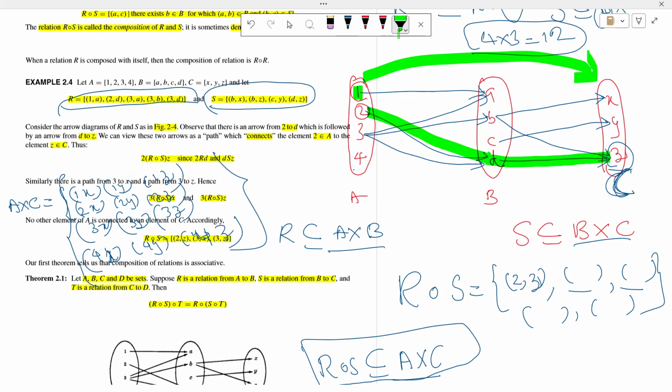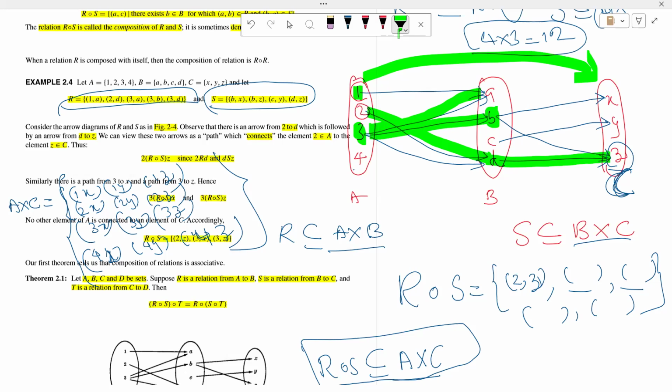Again, I need to check the third element. So third element, right? Maybe there are two arrows. If I move from A, I can't move from A to C. So from here to here, I can move, right? There is an arrow, but from this point, I can't move to my set C. So I can do this way. Then if I take the second direction, then I'm in B.